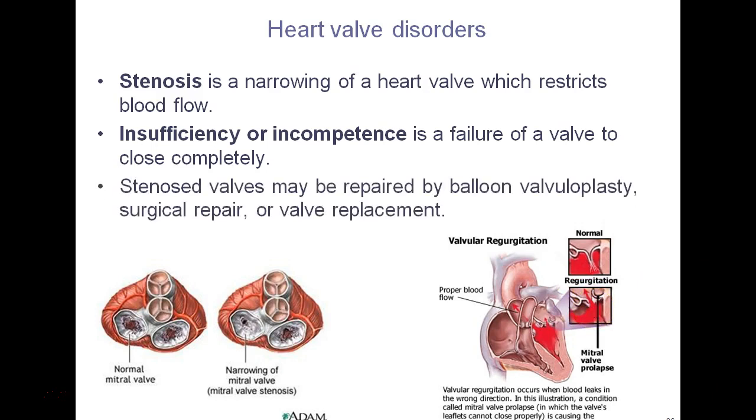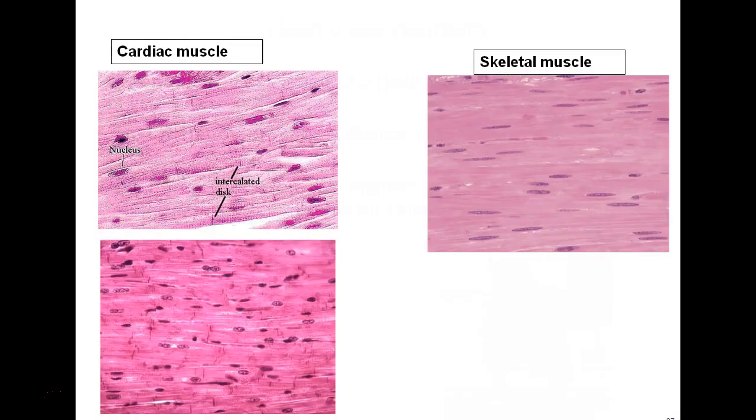We can sometimes correct these homeostatic imbalances. The stenosed valves can be repaired by a sort of balloon that we can put in there. We can do surgical repair, or sometimes even replace the entire valve.